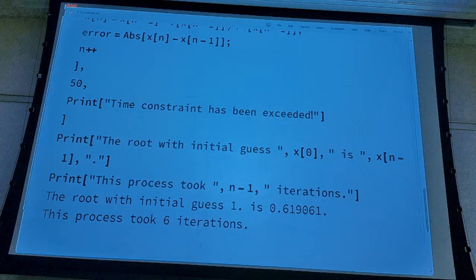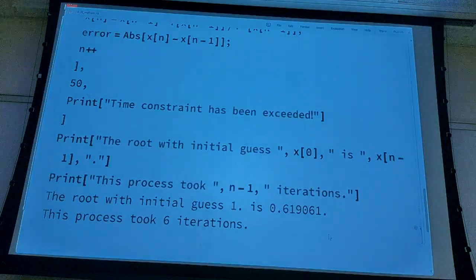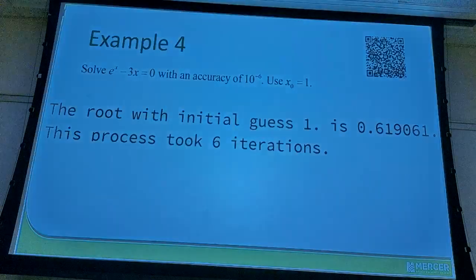So you get about 0.619061. And what I'll do is I'll just copy that and put that on there. I won't show any of the code, because that would be too much.